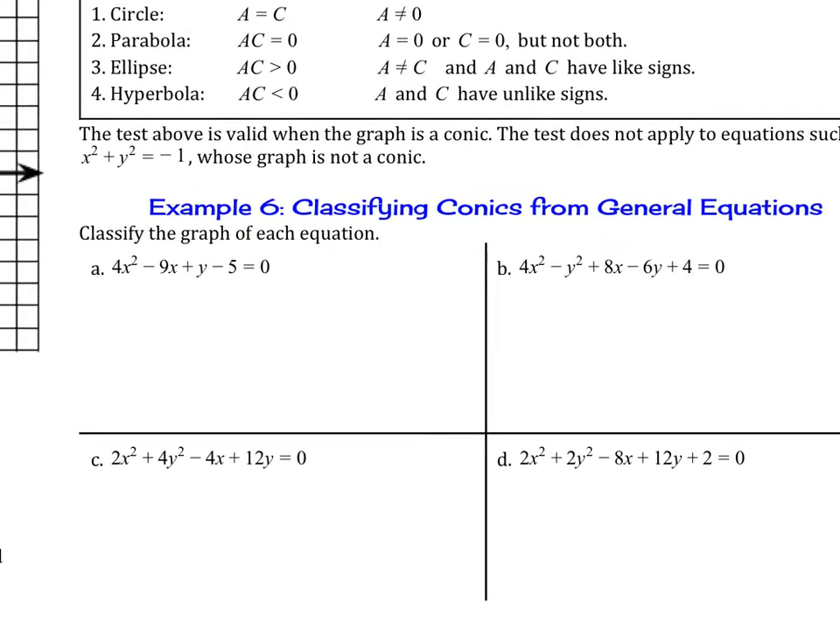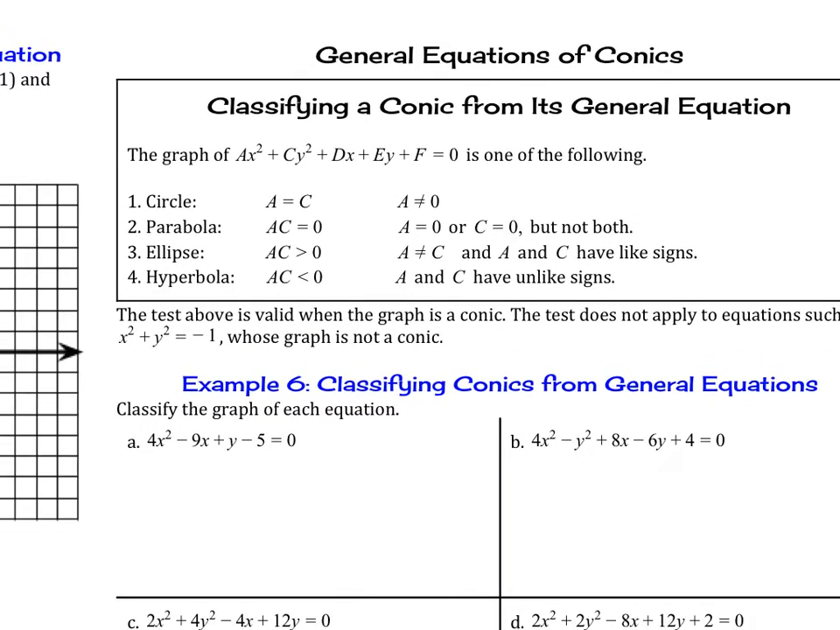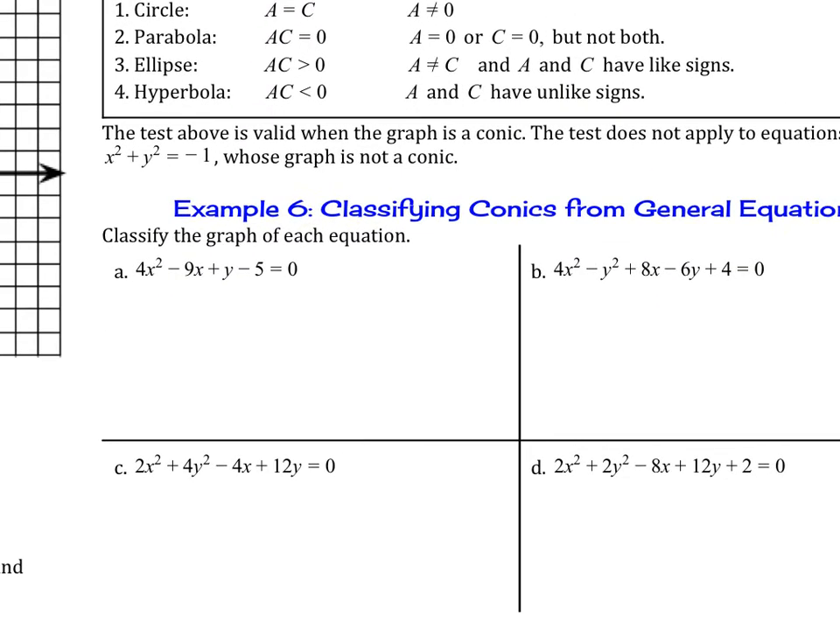So let's classify conics from general equations. Essentially, you're only looking at A and C. And notice from the equation above, A is next to the x squared, C is next to the y squared. So for this first example, we have A is 4, and C is 0. Seeing that right away, you know 4 times 0 is 0. Therefore, this is a parabola.